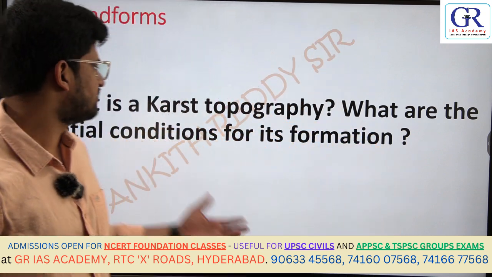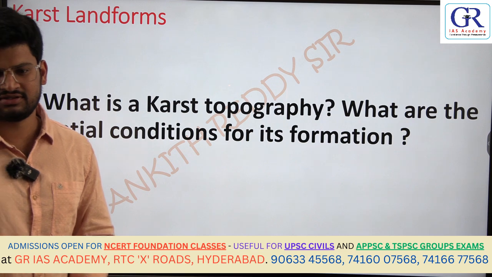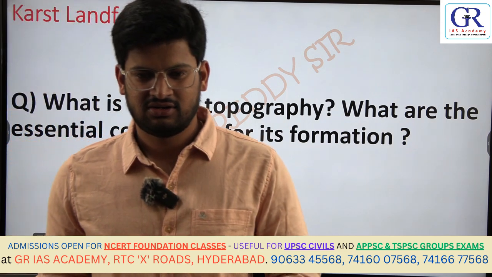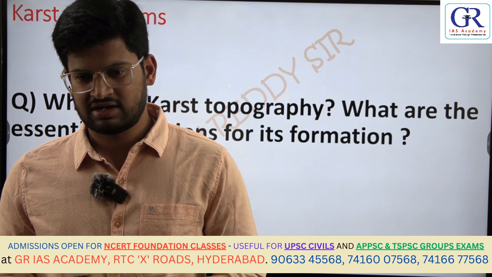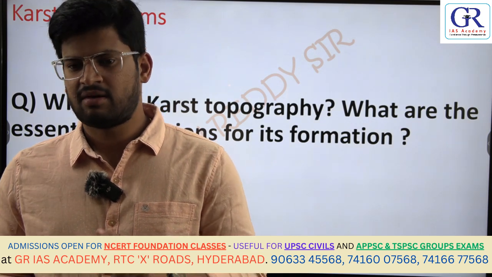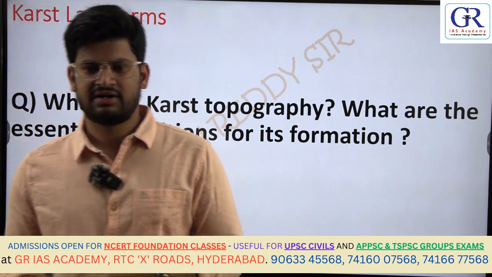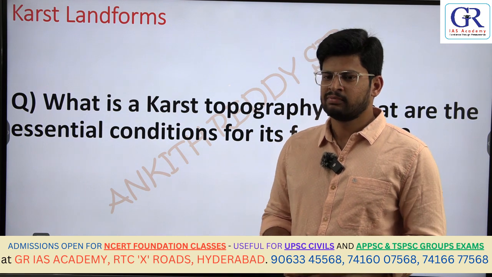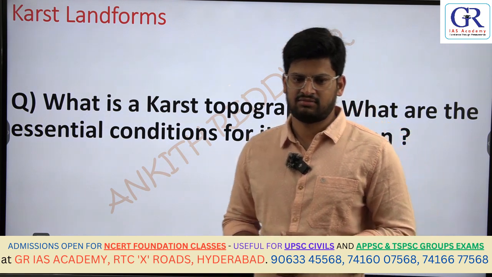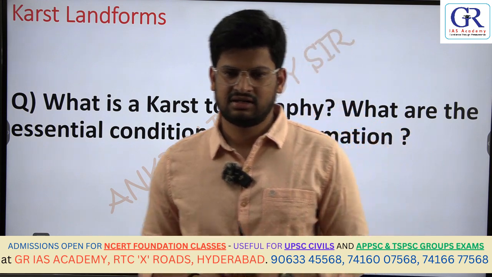So try to write an answer for this question. What is karst topography and what are the essential conditions for the formation of karst topography? So there should be, first thing, rainfall, a humid limestone rock area, abundant rainfall. Water should percolate down easily into the structure. These things, dissolving water, and you can explain about the structures they form, right? So this is about the karst landforms.